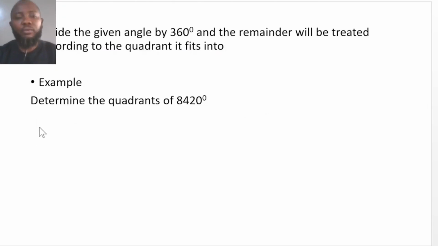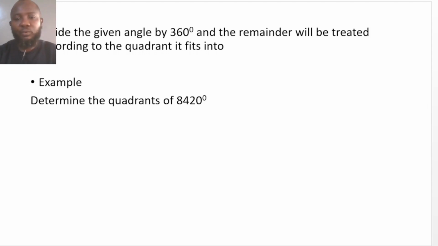When you have trigonometry of angles that are greater than 360 degrees, the main thing you are going to do is divide the given angle by 360. Whatever whole number you get, multiply it by 360, then subtract it from the angle given. The remaining angle is what you consider for the quadrant it fits into. Let me use this example to explain so that you get it clearly.